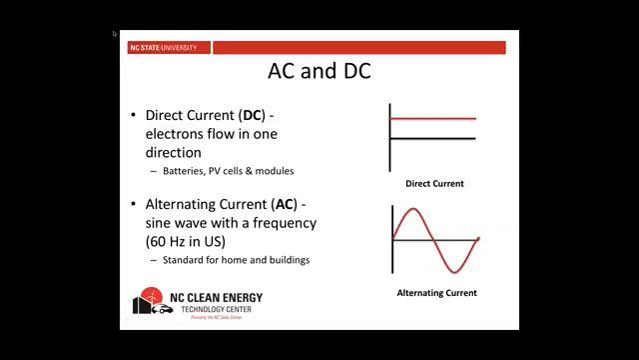All right, so AC and DC, direct current and alternating current. Direct current is what PV cells and modules make. Alternating current is what our utility provider provides to our houses. And I like to say one is not better than the other. They're really not even that different.